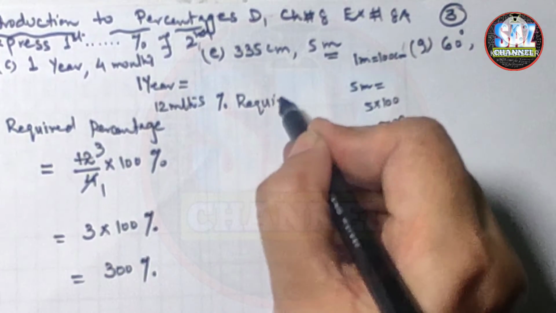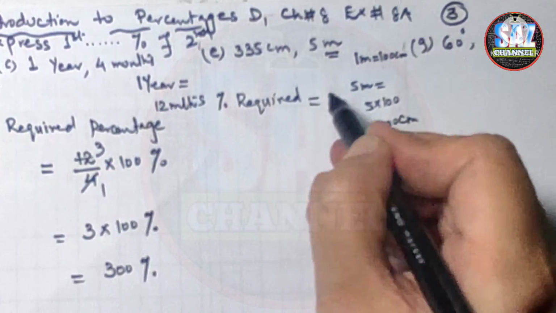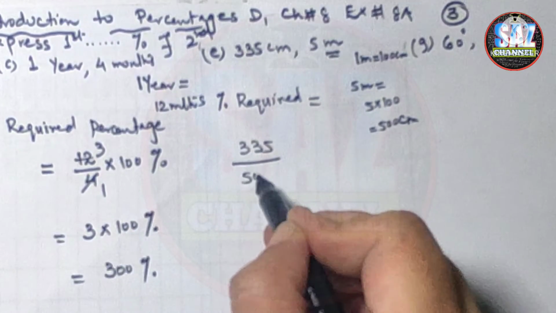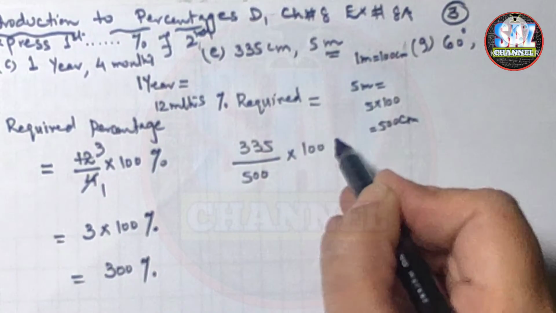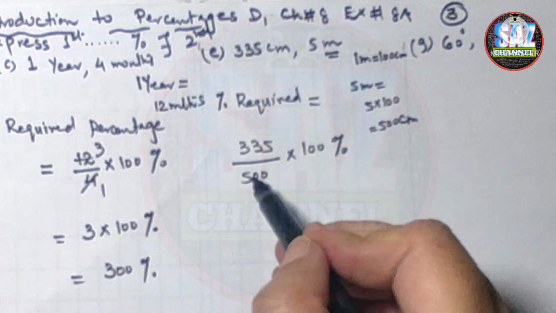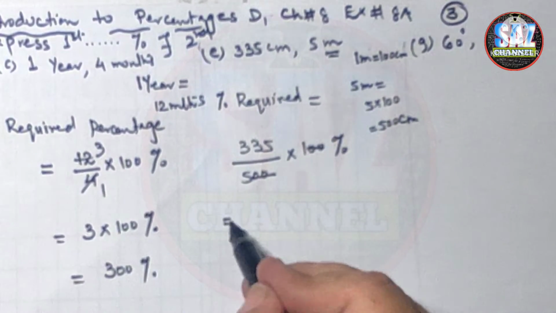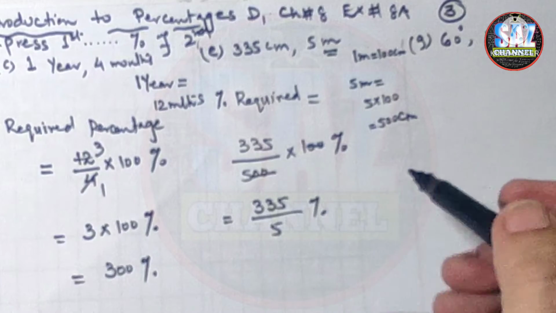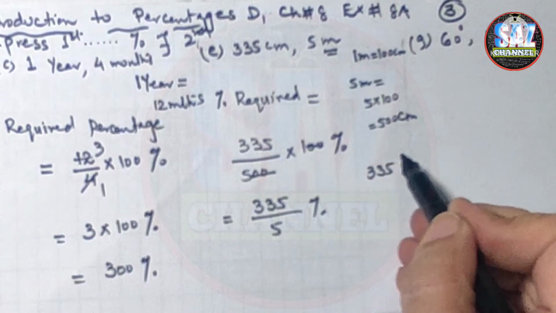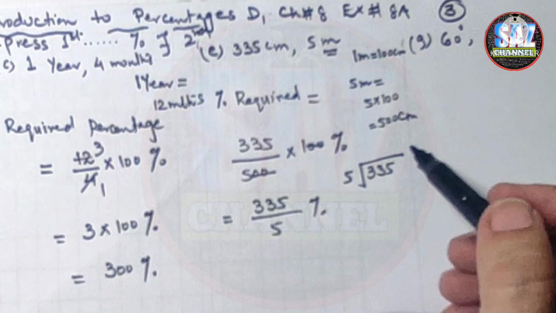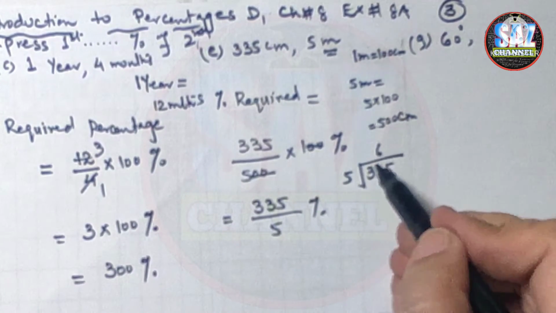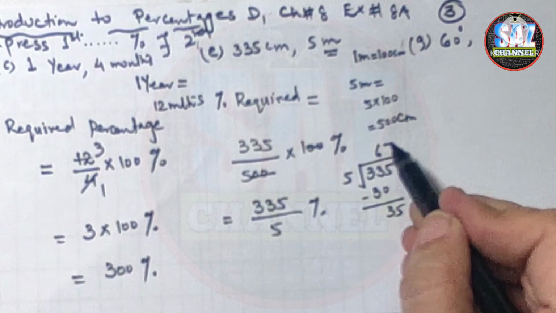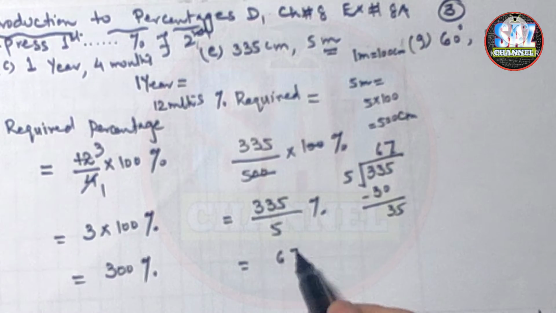Required percentage equals to 335 by 5 meters, which is equal to 500 centimeters, multiplied by 100%. Now learn to make your calculation easy. Look, these two zeros go easily and I am left with 335 by 5. As the unit digit is 5, so the number can be easily divided by 5. If the divisibility tests are clear to you, then you can easily go for simplification. 5 6s are 30 and I am left with 3 down, 5 7s are 35, and this is 67%.